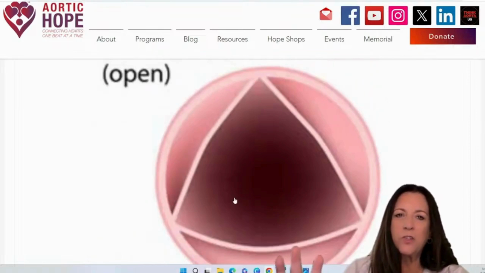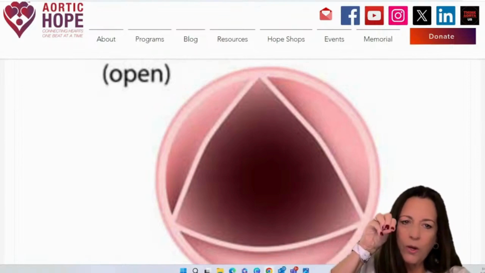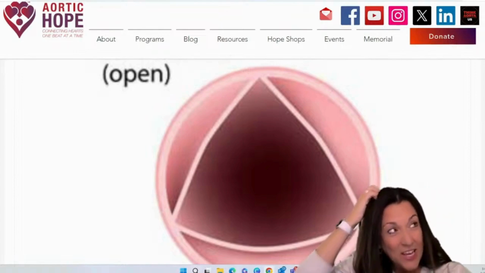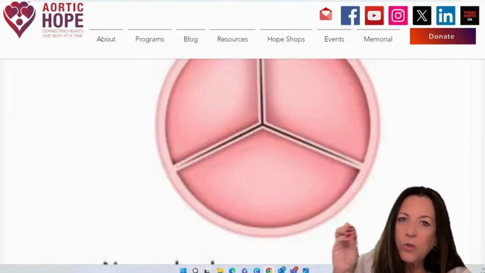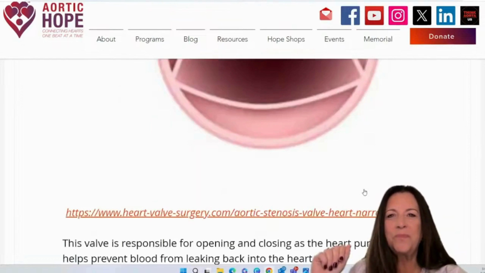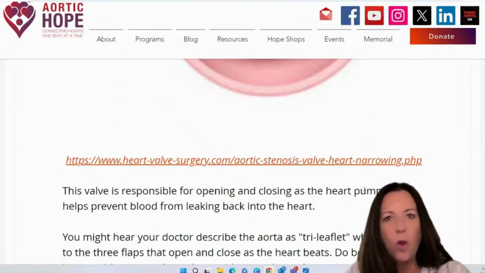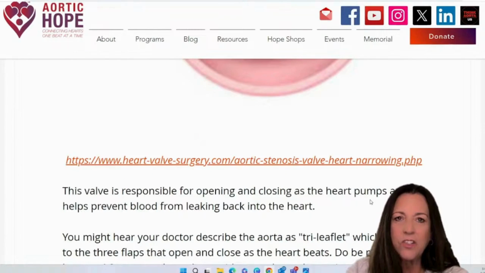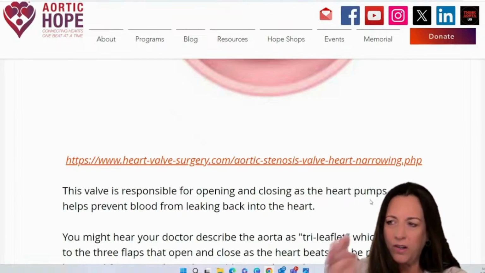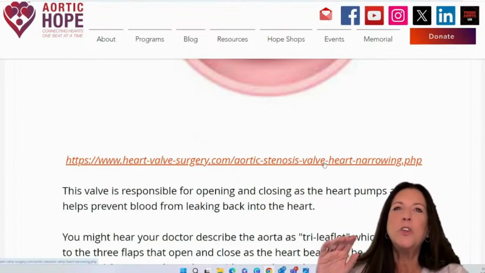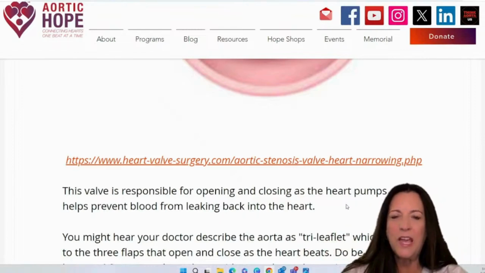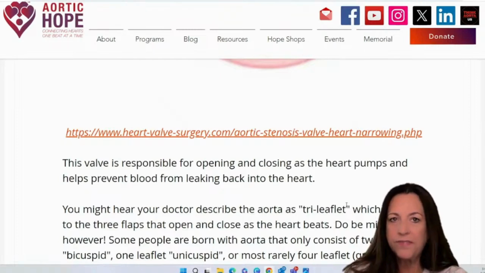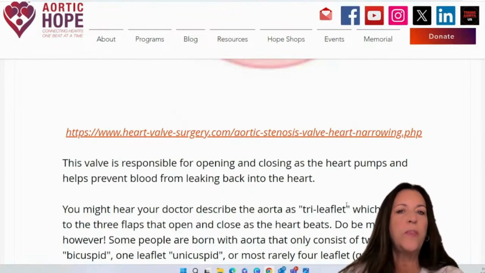This is what it looks like when it's actually open. So it kind of does this, and it makes that sound effect. Opens and then closes. Opens, closes, okay? The valve is actually responsible for the opening and closing as the heart pumps and helps prevent the blood from leaking back into the heart, otherwise known as regurgitation. So you might hear your doctor describe the aortic valve as having a tri-leaflet valve, which refers to the 3 flaps of that valve that open and close when the heart beats.